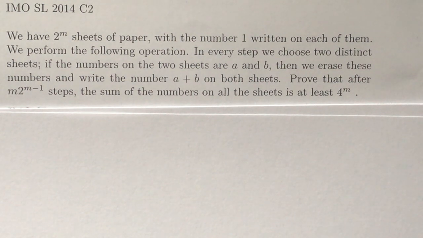Hello fellow problem solvers. Today we're going to be doing a problem from the International Math Olympiad Shortlist of 2014, problem number C2. This is a cool problem in combinatorics that I suggest you try out for a minimum of half an hour, ideally an hour and a half, but not more than 2.5 hours.